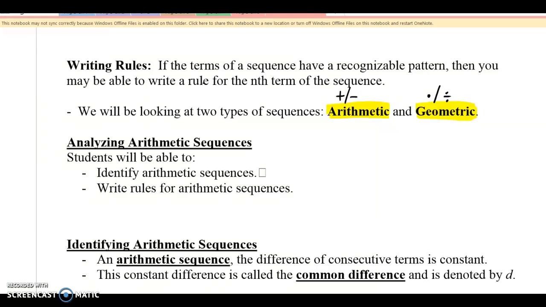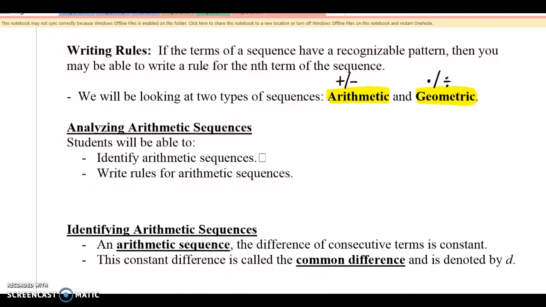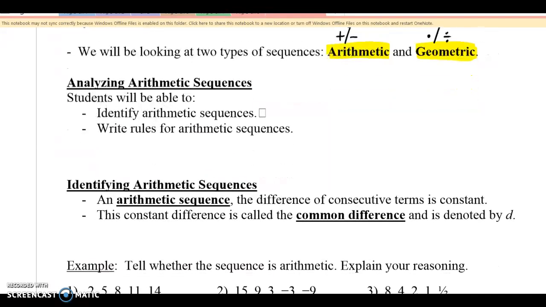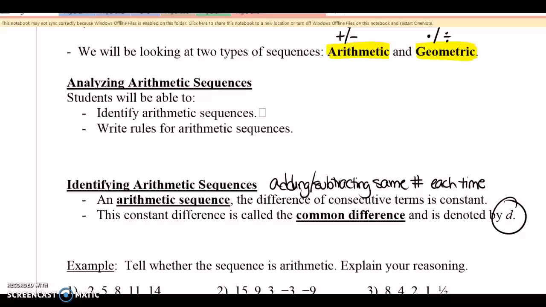So it says down here, an arithmetic sequence, the difference of consecutive terms is constant. So basically, if you are adding or subtracting the same number each time. To get from one term to the next, you're adding or subtracting the same number each time. And that number that you're adding or subtracting is called the common difference. We use the letter D to represent the common difference.